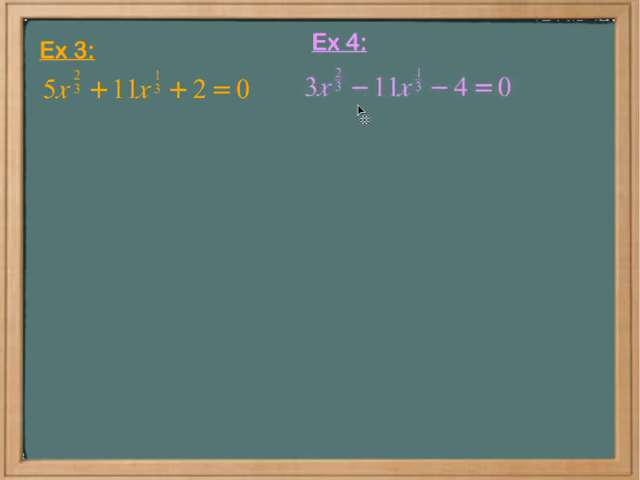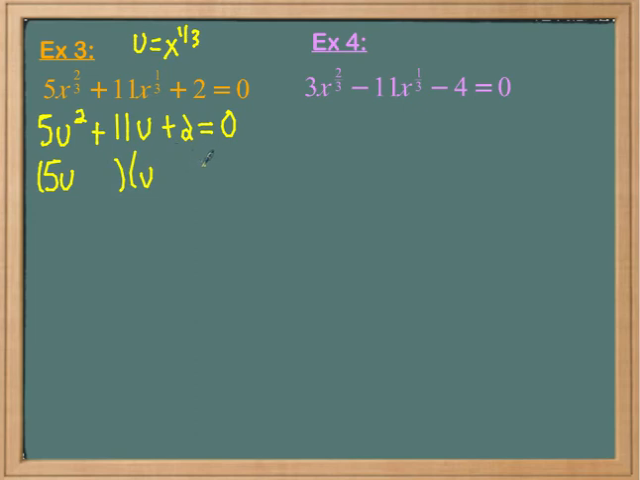In the last two problems, u was equal to x squared. In this problem, my u is equal to the middle term, which is x to the 1/3. So I'm going to let u be x to the 1/3 here. So I get 5u squared plus 11u plus 2 is 0. Remember, it works out to be u squared because x to the 1/3 squared is x to the 2/3. When we factor this, you can use the box, but what it turns out to be is 5u plus 1 and u plus 2 equal to 0.